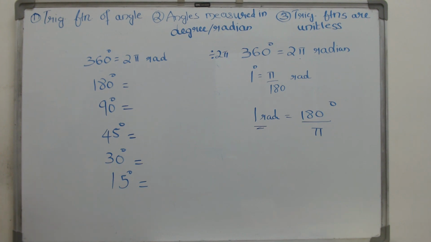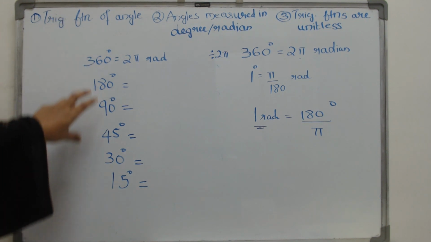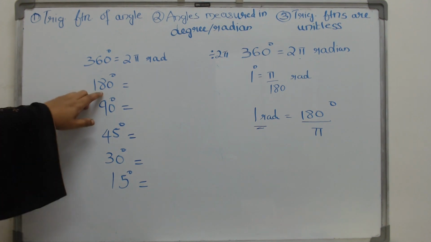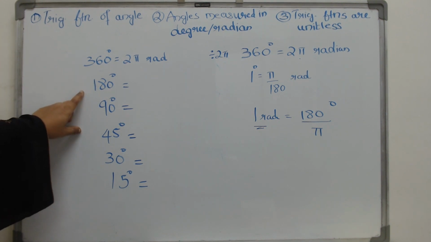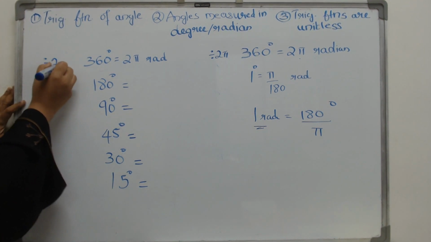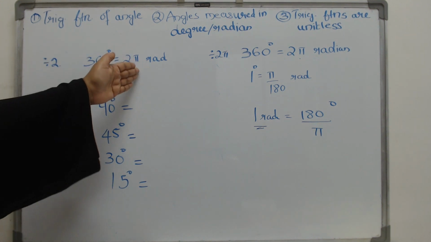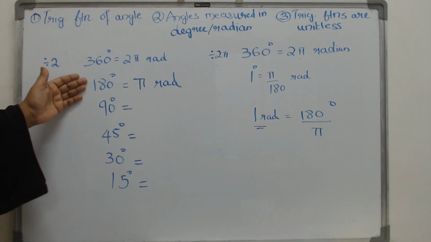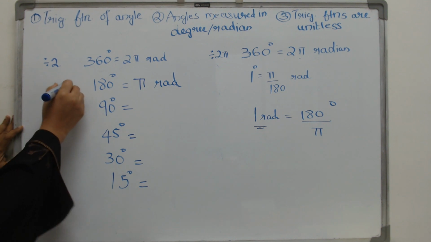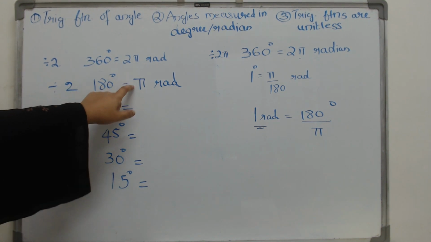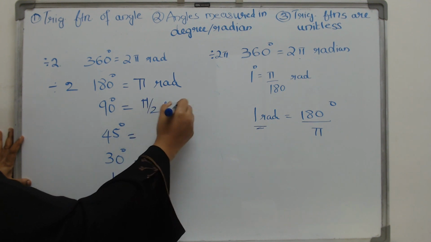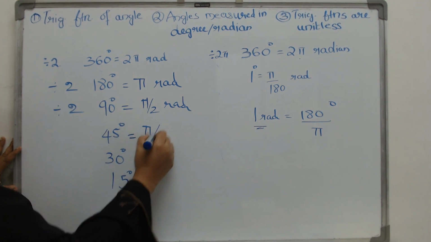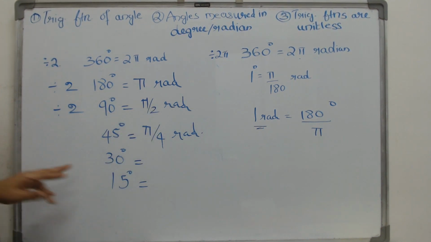Now we are usually dealing with degrees, right? So here I have written down some of the values in degrees. Tell me how much is it in radians. Here it is 180. From 360, how will I get 180? Just divide throughout by 2. Then here I will get 180 and here I will get what? Pi radian. Now how am I going to get 90 degrees from 180 degrees? Again divide by 2 throughout. So this will be 90 degrees and this will be what? Pi by 2 radian. How will I get 45? Again divide by 2. That will be what? Pi by 4 radian.